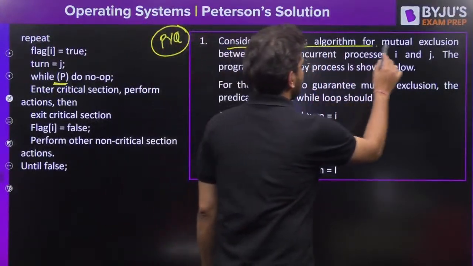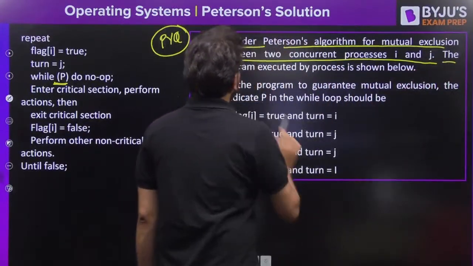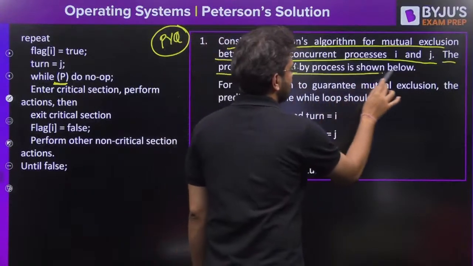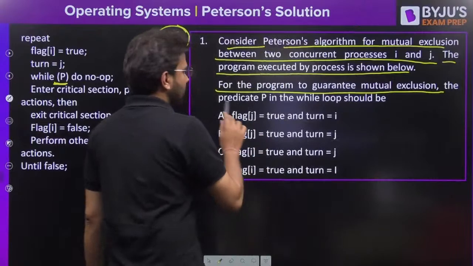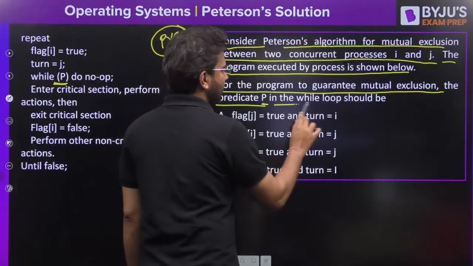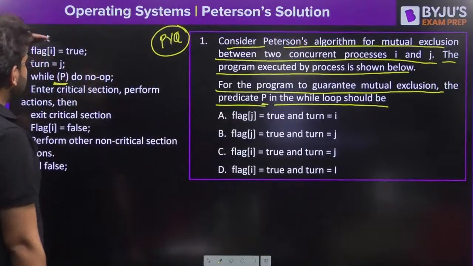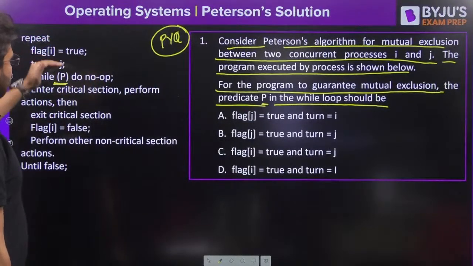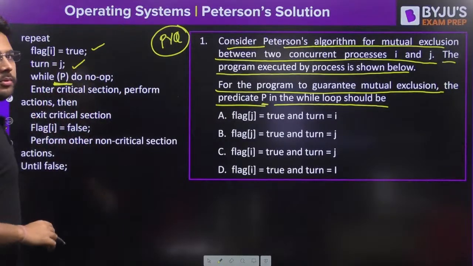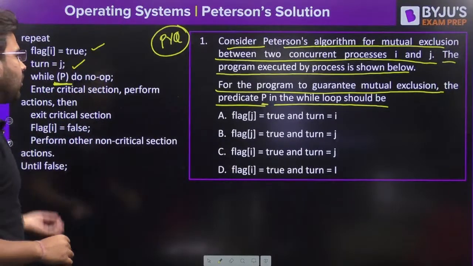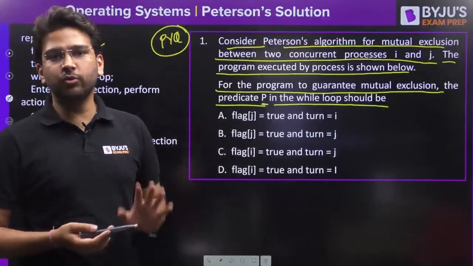Consider Peterson's algorithm for mutual exclusion between two concurrent processes I and J. The program executed by process I is shown below. For the program to guarantee mutual exclusion, the predicate P in the while loop should be what? So we know flag[I] = true, turn = J. These two statements we know. What should be there in the while loop? That is going to be flag[J], because it checks whether flag[J] is true or not and turn is equal to J or not.